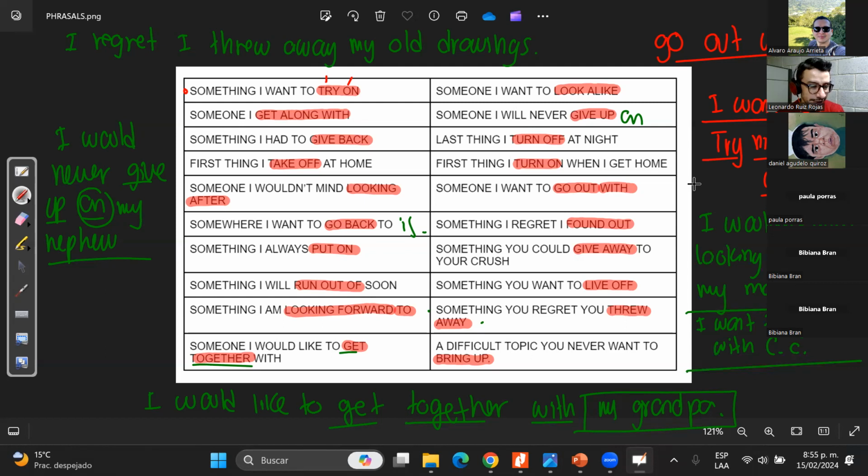Okay, anyways, it's easy, no? You already more or less know how to do it, right? It's just using these phrasal verbs.